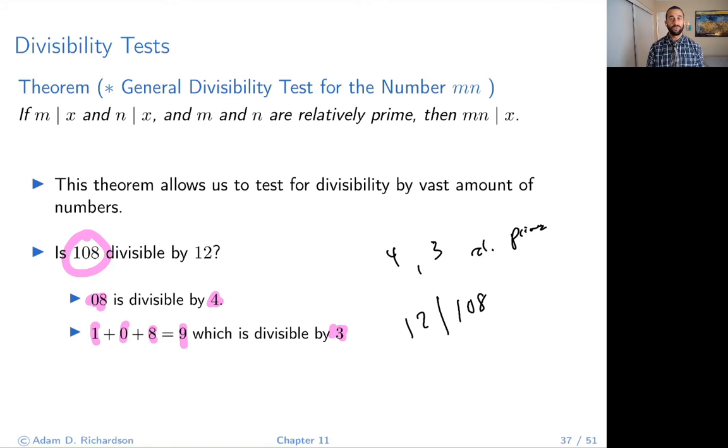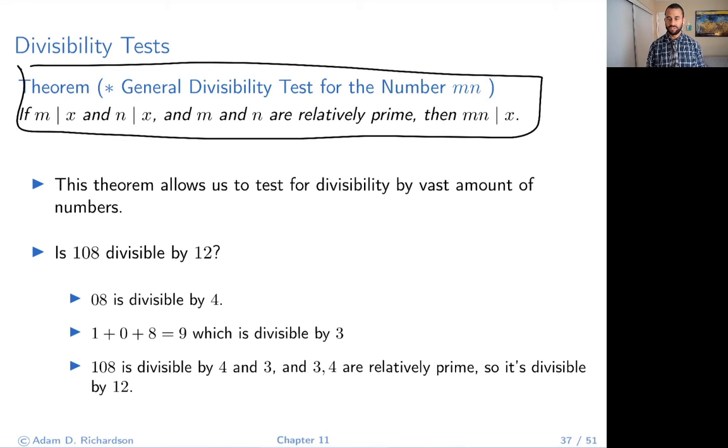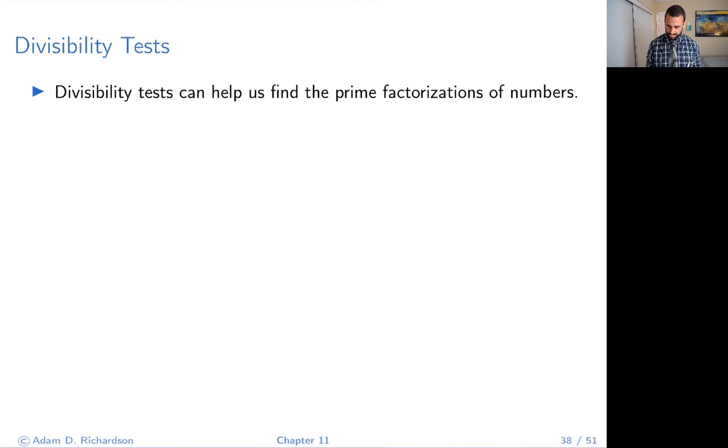Because 3 divides 108, 4 divides 108, and 3 and 4 are relatively prime, 12, their product, divides 108. There we go. So it's divisible by 12, and that's the divisibility test for 12. But it's really just a special case of this general divisibility test for any product. You just need to think about relative primeness, all right? Okay, so divisibility tests can help us find the prime factorization of numbers.